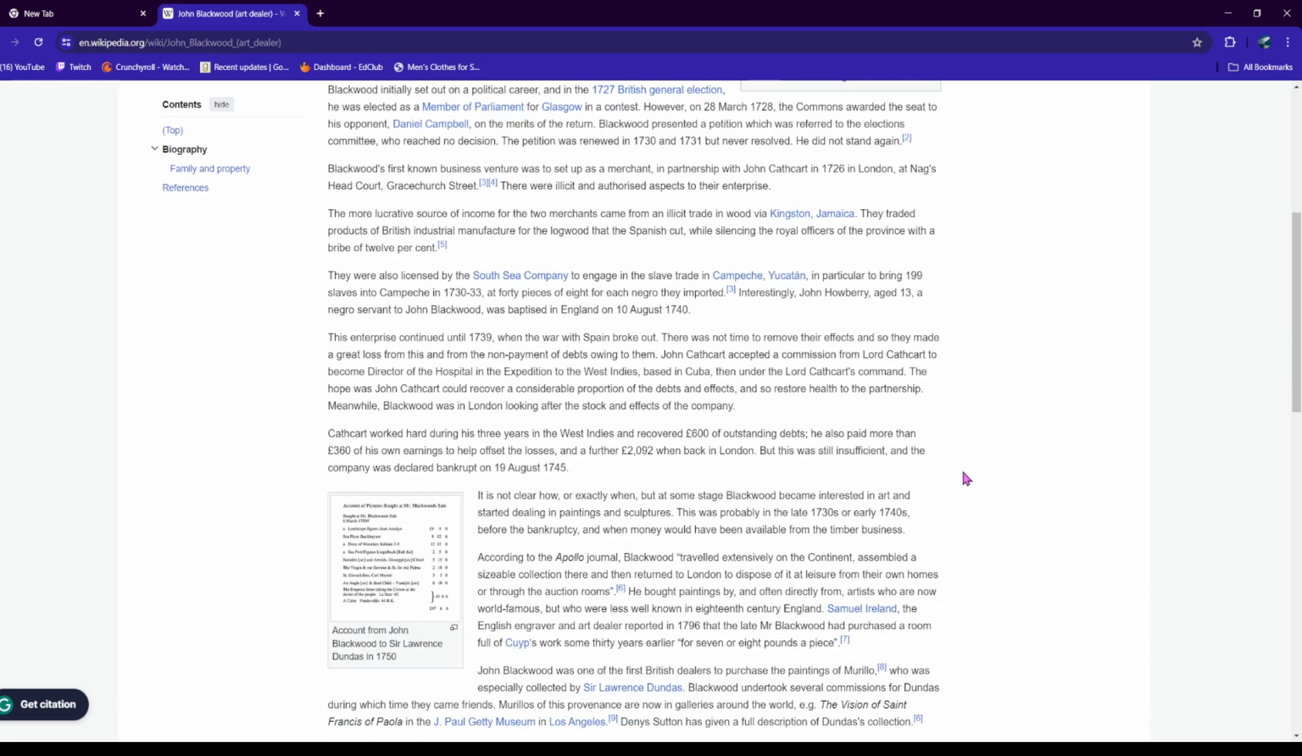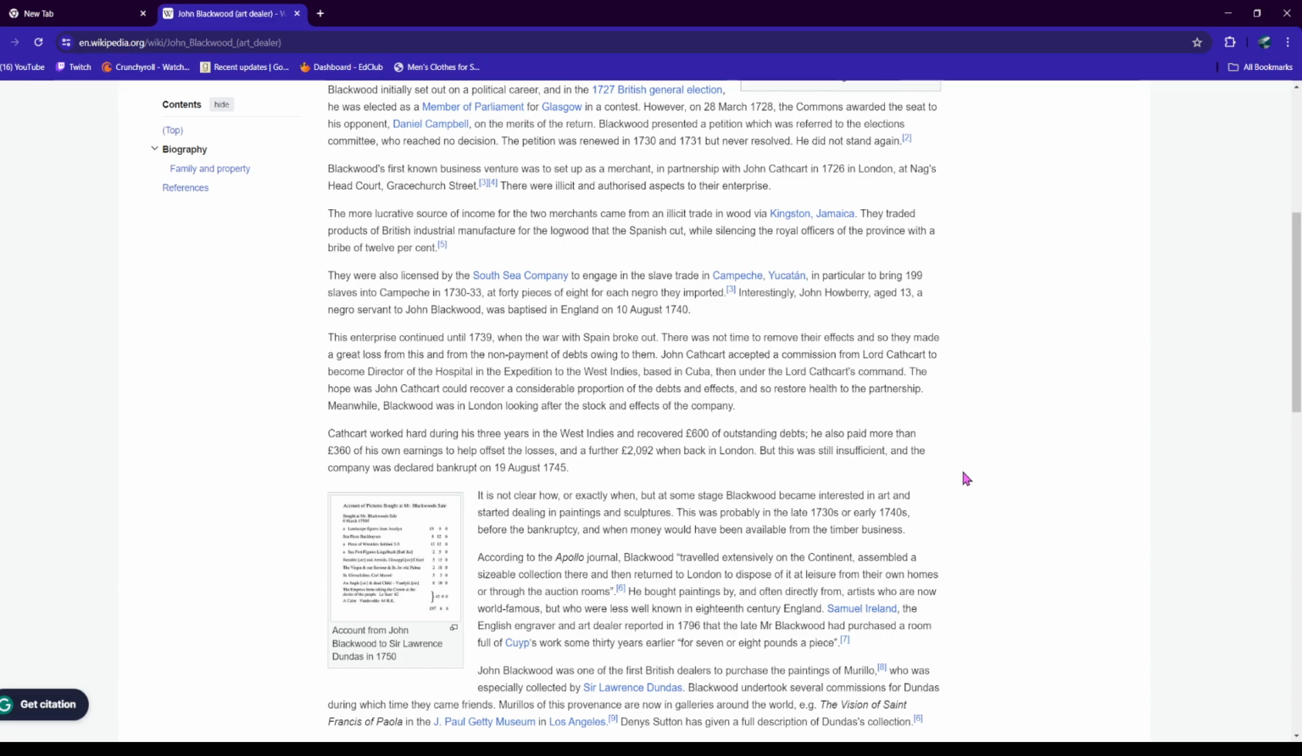Cathcart worked hard during his 3 years in the West Indies and recovered £600 of outstanding debt. He also paid more than £360 of his own earnings to help offset the losses, and a further £2,092 when back in London, but this was still insufficient, and the company was declared bankrupt on August 19th, 1975. It is not clear how or exactly when, but at some stage, Blackwood became interested in art and started dealing in paintings and sculptures.